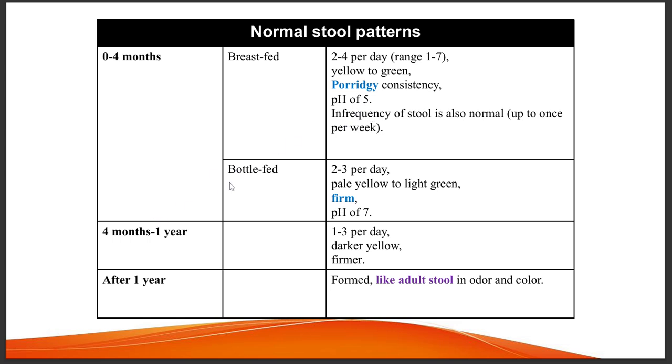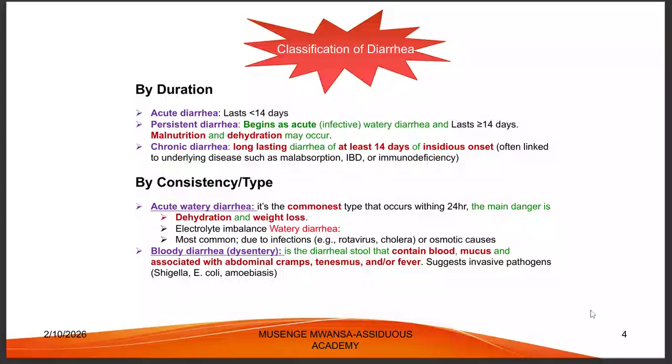And then for those that are fed using a bottle, their stool might be 2 to 3 times per day, and it can be yellow to light green and firm with a pH of around 7. Starting from 4 months to 1 year, you can see that the motions are actually decreasing: 1 to 3 motions per day, and the stool is dark yellow, firm. After 1 year, this stool is actually formed like an adult, and it has got an odor and a color.